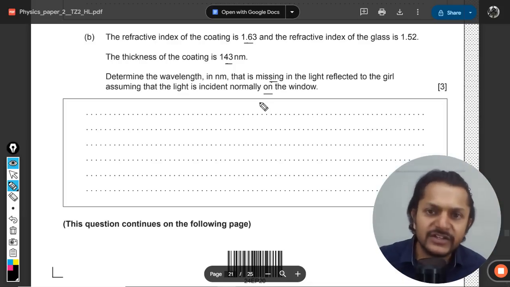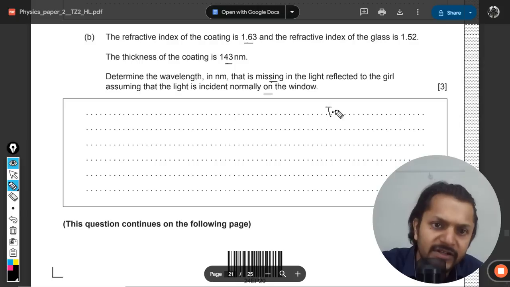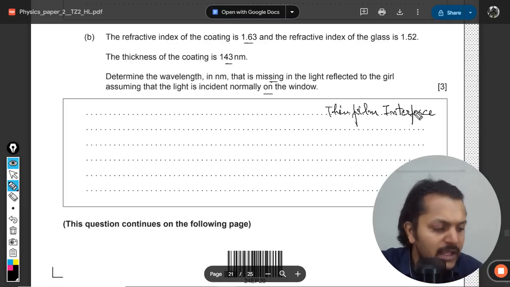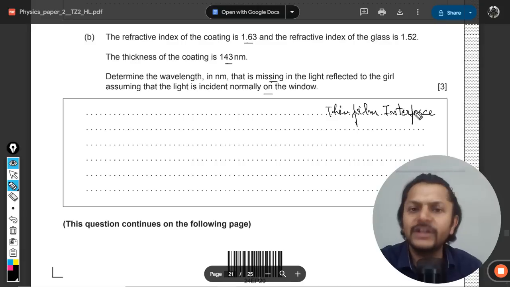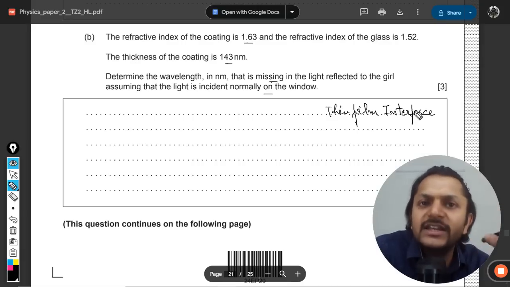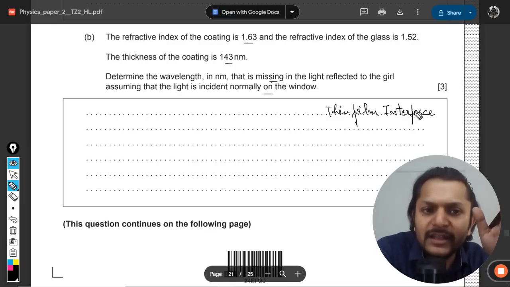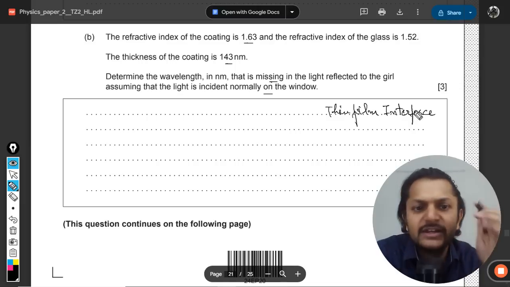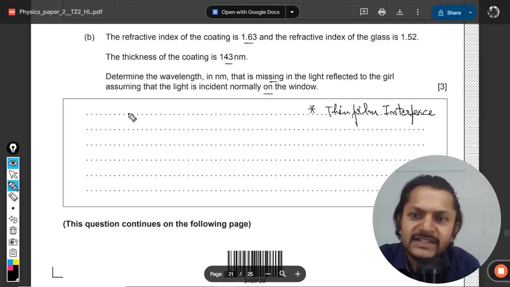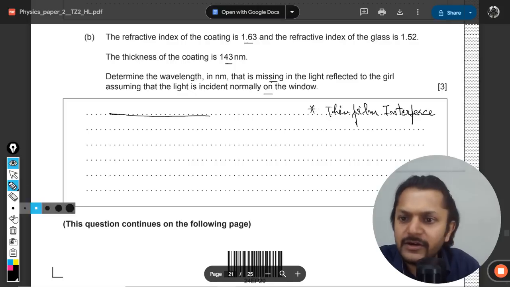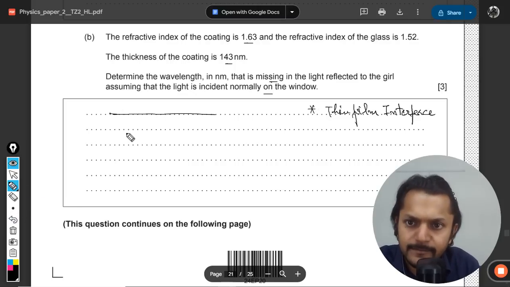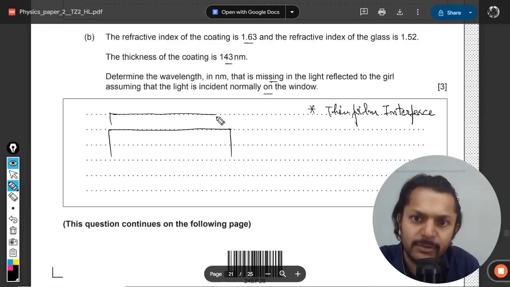Okay, I tell you. First of all, the topic here is thin film interference. Thin film interference, you must be knowing the formulas. The formulas are already given in the data booklet, but the formulas given there can create a bit of confusion here. Let me tell you. So thin film interference is when there is this film here. It's like this. So this is the glass material, this is the film material.